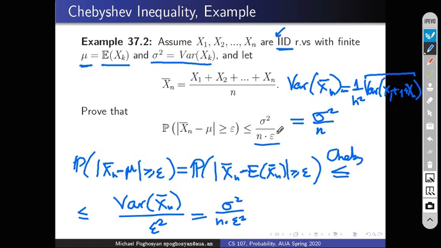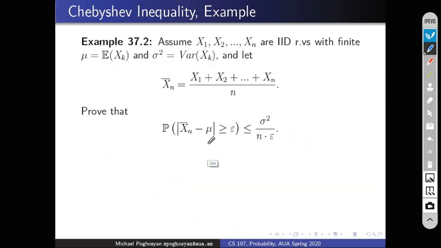Well, yeah, I forgot to write the square here. I will add that, so this inequality as written is not correct. I need to have n times epsilon squared. This is the correct one. What this shows is that this probability goes to 0 when n tends to infinity. If we have this kind of bound, and n tends to infinity, then this probability tends to 0. And this is, in fact, one of the statements of the law of large numbers.